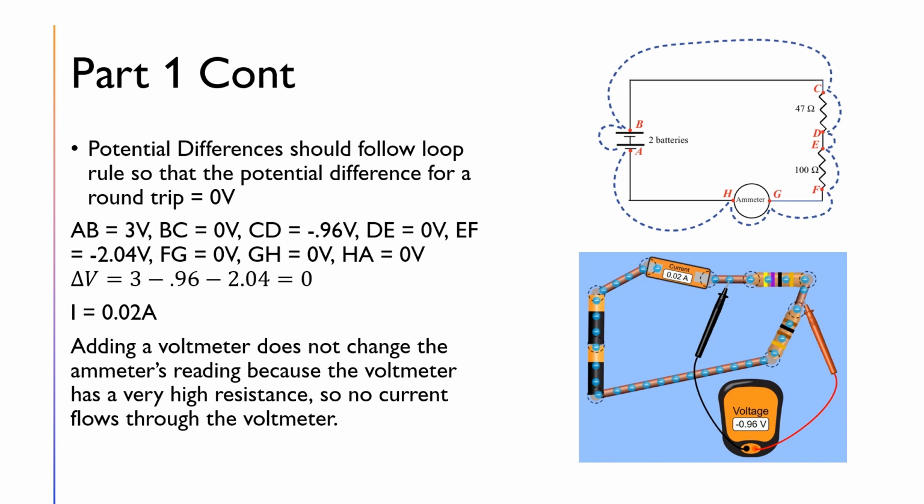Adding a voltmeter does not change the ammeter's reading because the voltmeter has a very high resistance, so no current flows to the voltmeter, and it just leaves the original loop as it was.